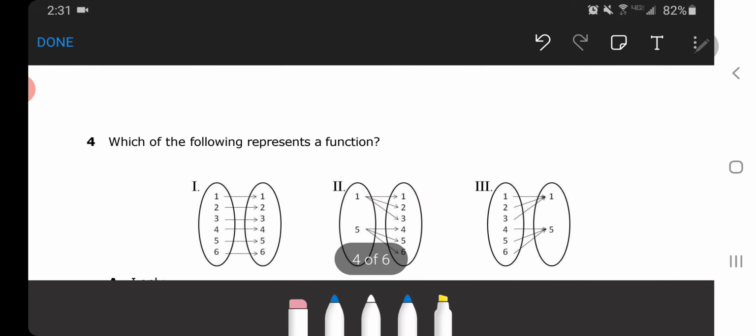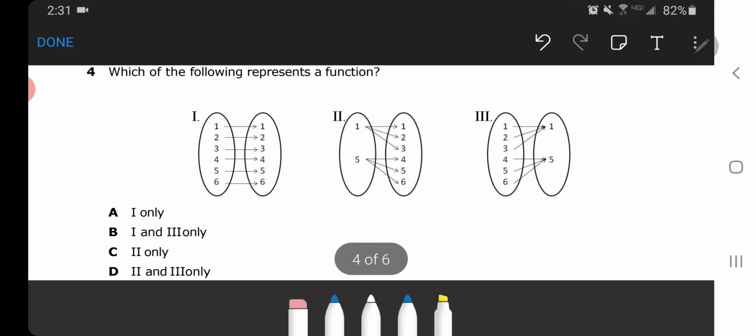Okay. Got a mapping diagram this time. The same thing once again. It's just like ordered pairs. We got one. If you look at I, we got 1 goes to 1, 2 goes to 2, 3, 3, 4, 4, 5, 5, 6, 6. Once again, the X value did not repeat, so this guy is a function.